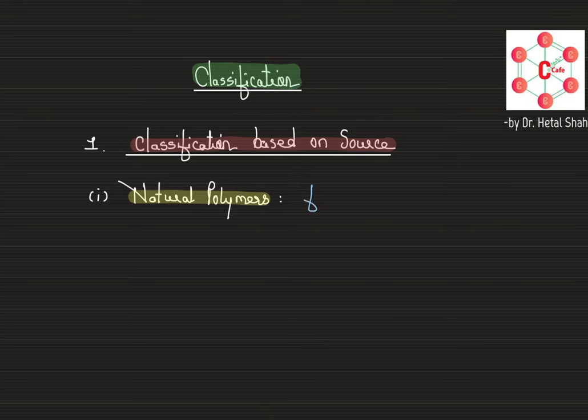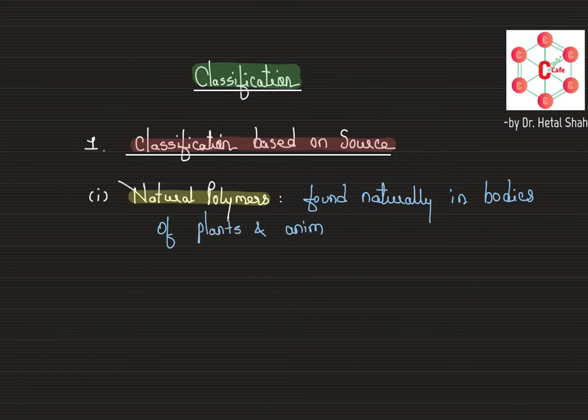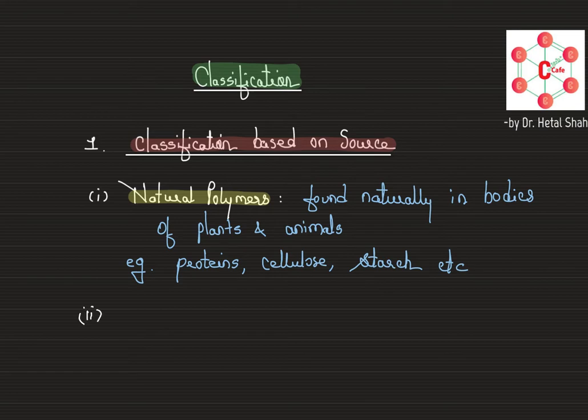So, found naturally in bodies of plants and animals. Example, you have proteins, cellulose, starch, etc.